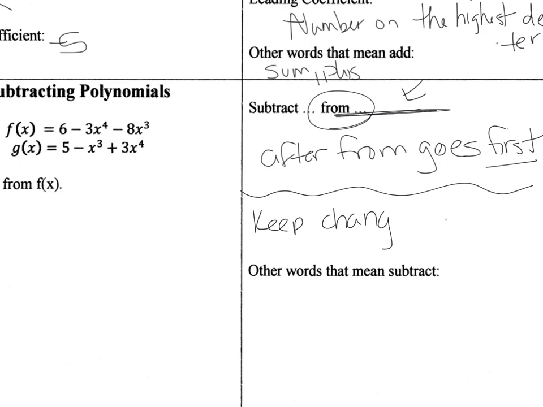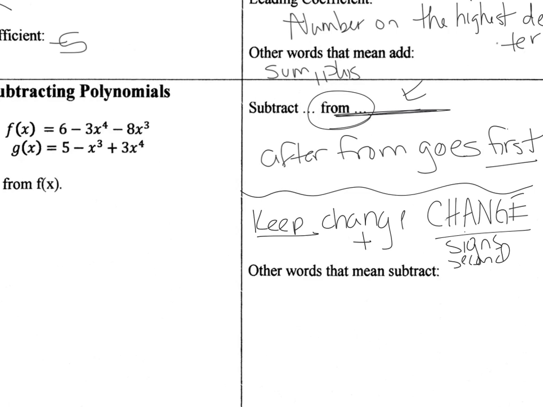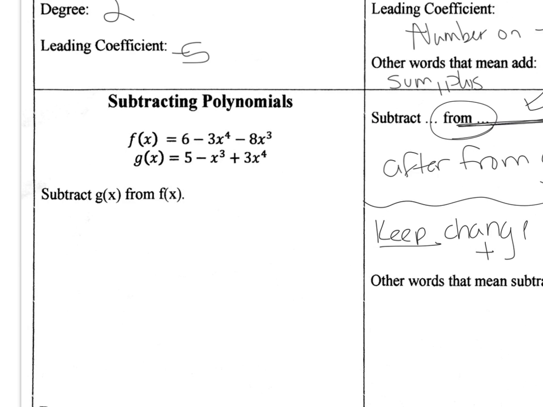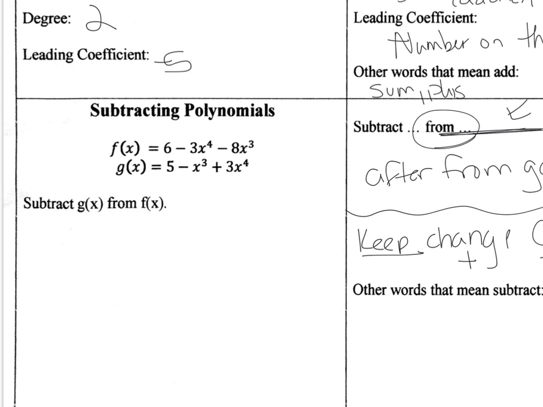change, change. Yeah, I make it really big, okay? You keep the first thing the same, you change subtraction to addition, and then you change the signs of everything in the second polynomial or function. Okay, so if we come over here, subtract from f of x.